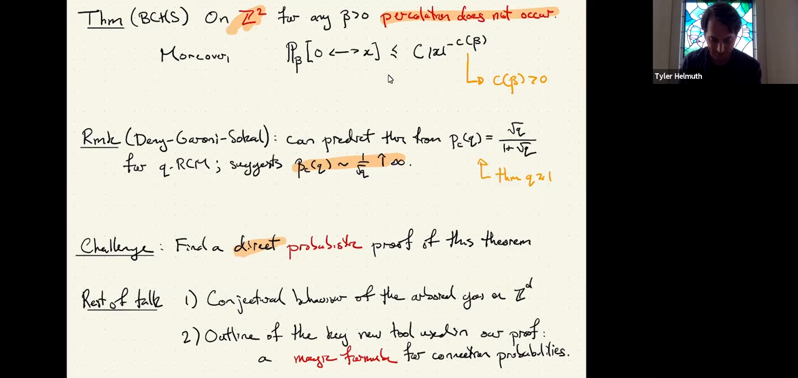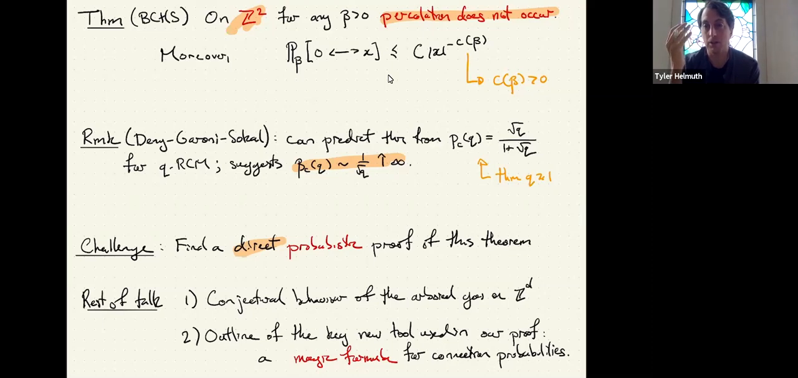Okay, so in the rest of the talk, what I want to do is tell you some conjectures about the behavior of the arboreal gas on Zd, because it has a lot of seemingly very interesting properties that we don't yet know how to prove, that are in some sense actually what motivated us to study it. So I'm going to tell you about those. And then I'm going to describe the key new tool in our proof, which is something called a magic formula for connection probabilities.